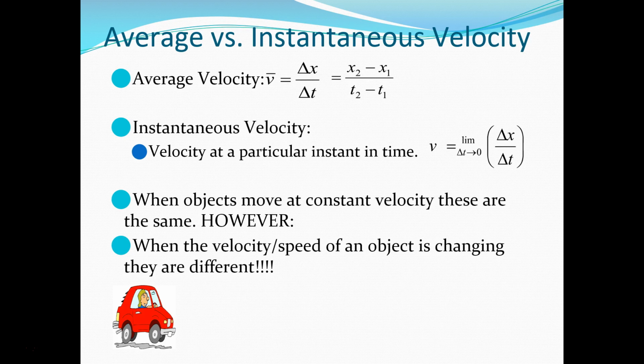However, if our velocity or speed of our object is changing, maybe we speed up or slow down or turn around or something like that, well, then our average velocity and our instantaneous velocity will be different. And that'll be important to know. And we're going to talk more about this whenever we look at graphs and how graphs can describe motion. Because the graph will really show us that difference between average and instantaneous velocity.